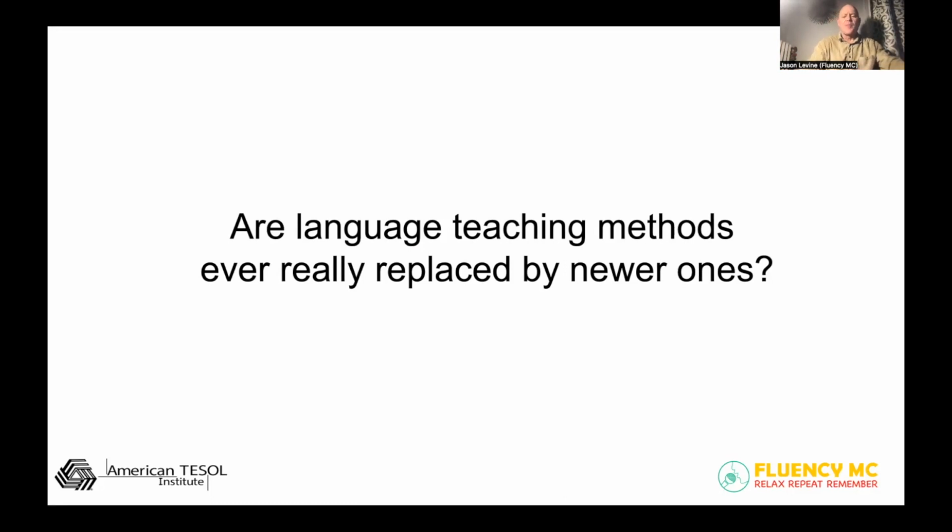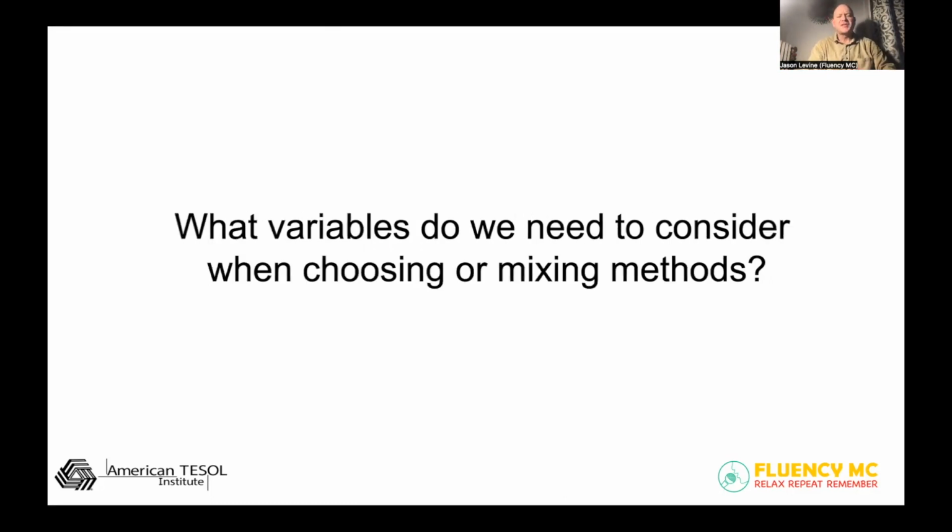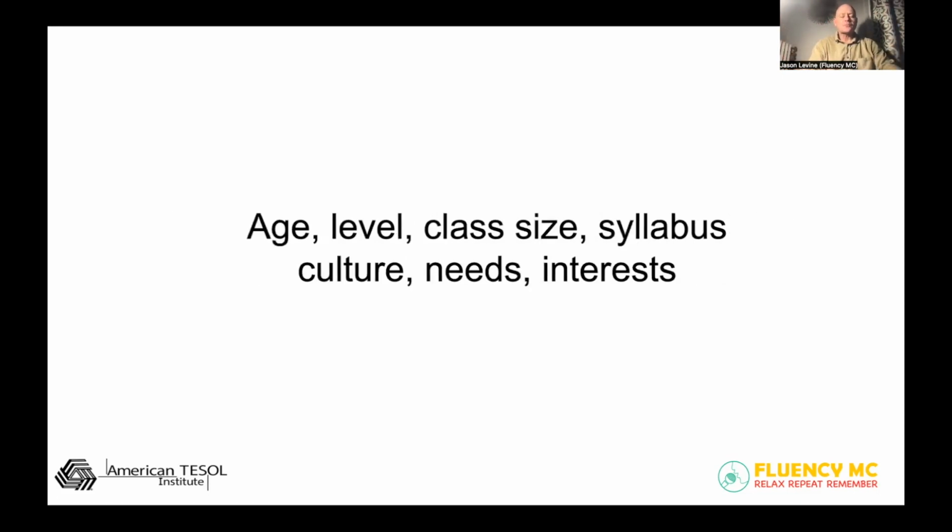What are the variables we should consider? What factors should we consider? Because if we agree that we either need to choose a method or probably mix methods and approaches, taking certain things from this one and that one, what should we think about? Certainly age, level, class size, syllabus, culture, needs, interests. There could be more things. This is the short list I came up with.